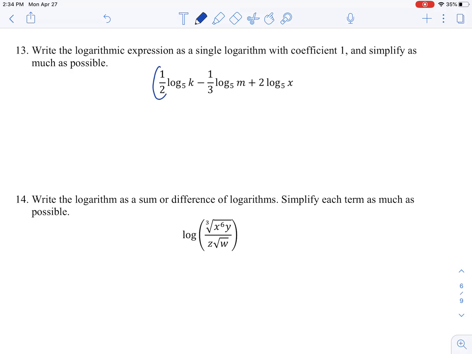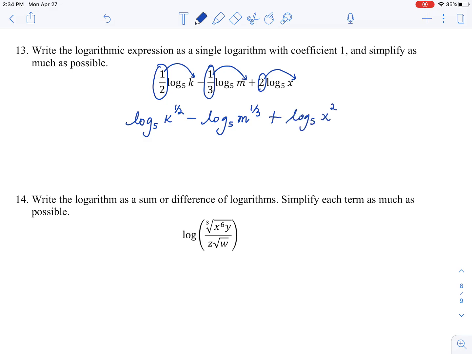Alrighty, I'm going to go ahead and rewrite these, but first I'm noticing these coefficients in front of them. Let me send them right back up to the exponents, okay? So it will turn into log base 5 of k to the 1/2 power, minus log base 5 of m to the 1/3 power, plus log base 5 of x to the 2nd power. All right, thank goodness they all have common log base 5. So I can put them in a single log, right?